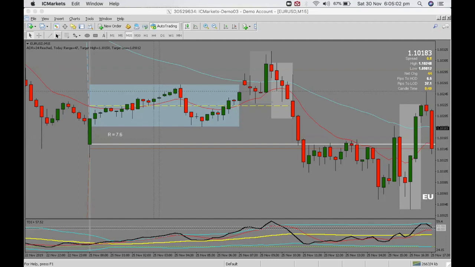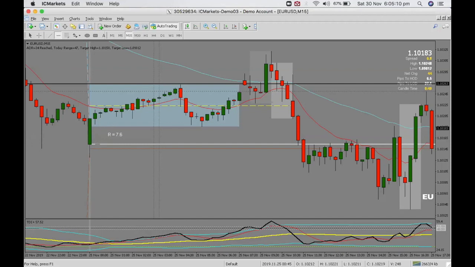So it's important to mark out this time period. We're going to put a horizontal line at the top of the Asian range, and another horizontal line at the bottom of the Asian range, which is around about here.